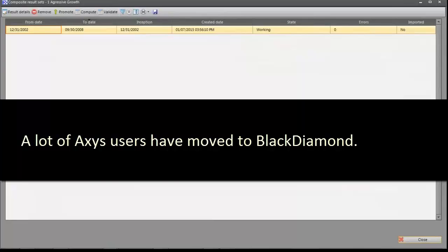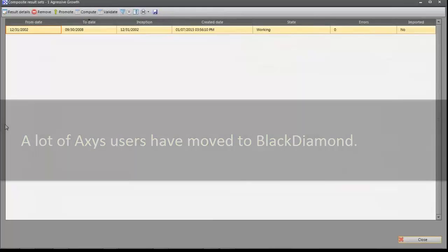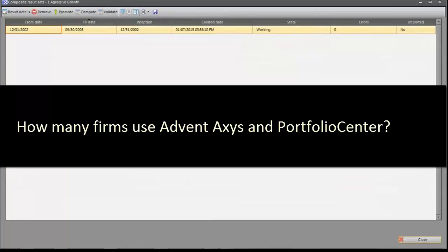And then of course a lot of people are going to Black Diamond. In fact, an awful lot of Access users have moved to Black Diamond. They didn't move to APX. Instead, they moved to Black Diamond. But there's still somewhere between 4,000 and 5,000 Access users out there. Wow. Based on what I can tell from talking to Access consultants. And how about PortfolioCenter?